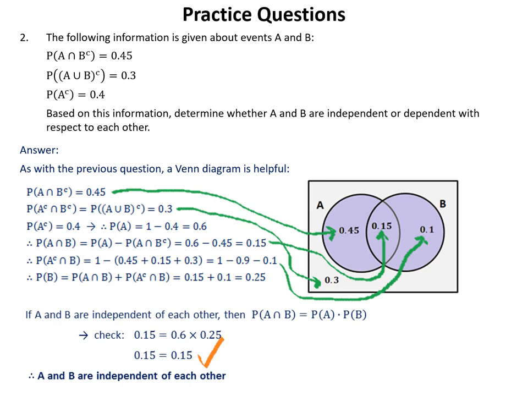And the probability of A, we just worked out a few moments ago, is 0.6. And we times that by the probability of B, which is the sum of the intersection of A and B and the intersection of A complement and B, which is 0.15 and 0.1, which is 0.25. So 0.6 times 0.25 is our right side, which does work out to be 0.15. So we confirm that the probability of A intersect B does in fact equal the probability of A times the probability of B. Therefore, A and B are independent of each other.